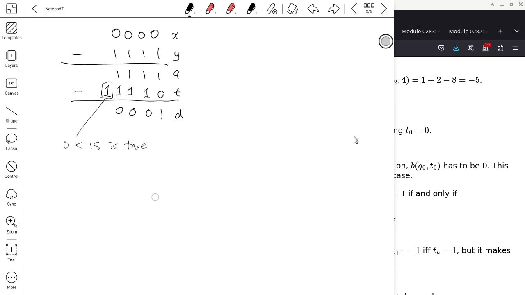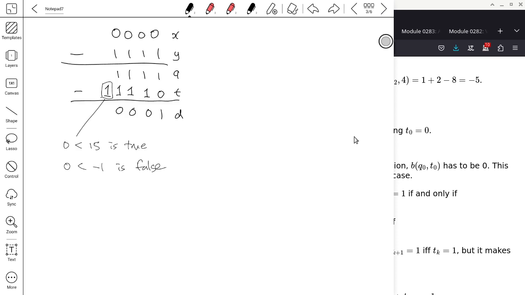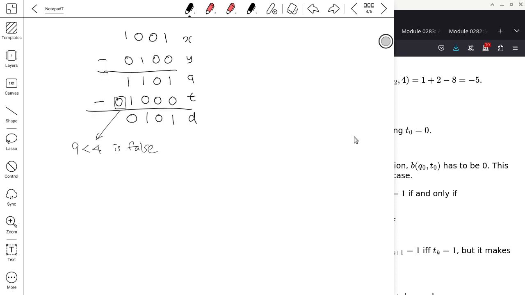Okay, so this is also easy. 0 is less than negative 1 is supposed to be false. Let me see. Yep, supposed to be false. The other one is supposed to be true. Okay, we'll take a look at this one.